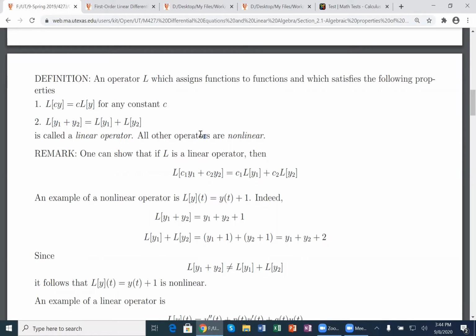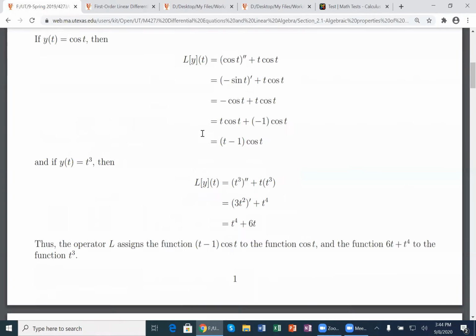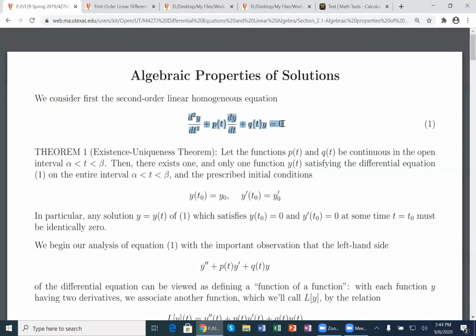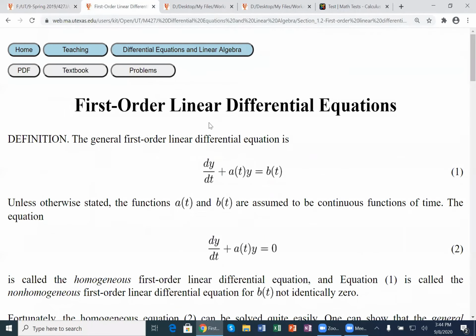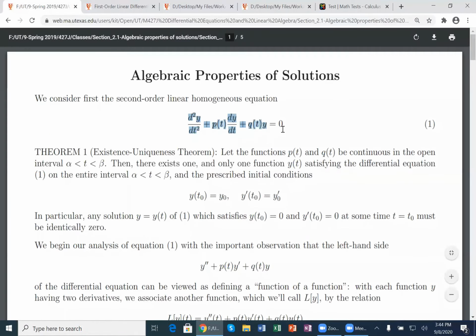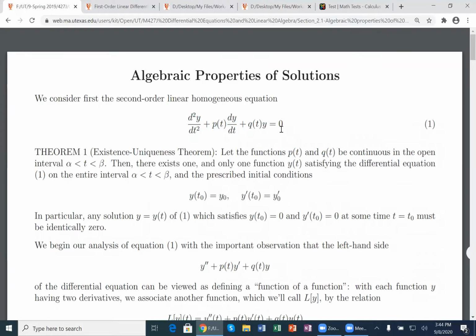Question is, what is an example of a linear operator? Let us go back to our equation. In a moment, I'll show you that the left-hand side of this equation is a linear operator. In the same way, we can show that the left-hand side of this equation is also a linear operator. This is the reason why we call this equation a linear equation and this equation a linear equation.